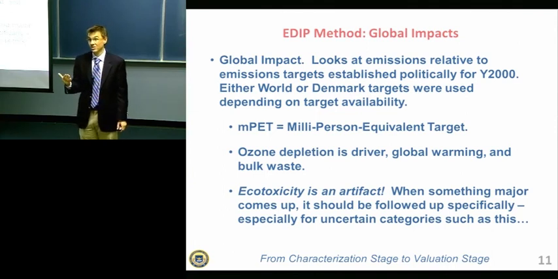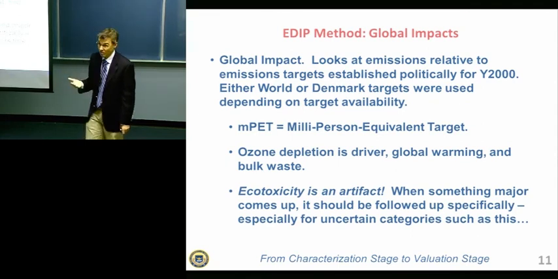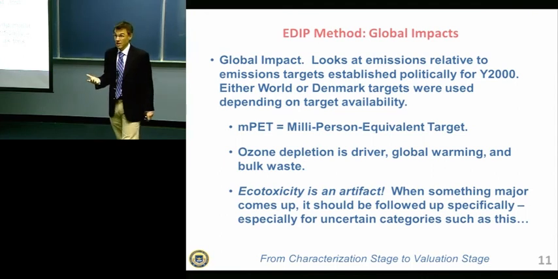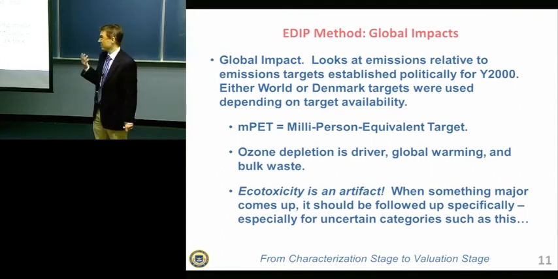And that's a contextualization, right? Because if your milliperson equivalent target is low for global warming and high for ozone depletion, that says that relative to the target and your fraction of the target, you worry more about ozone depletion than global warming. So these targets are arrived at, hopefully, through a consensus process, a political process, a government stakeholder participation process, and are hopefully legitimate and something that we can use as a means to prioritize.